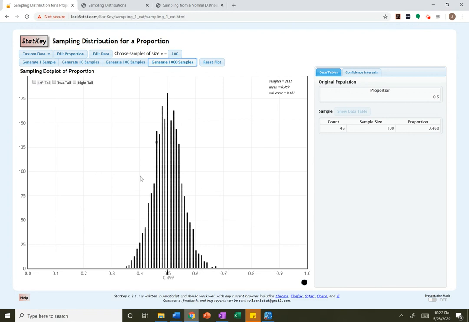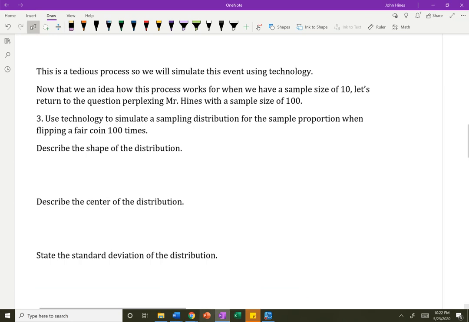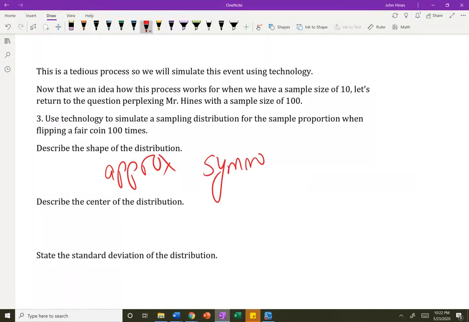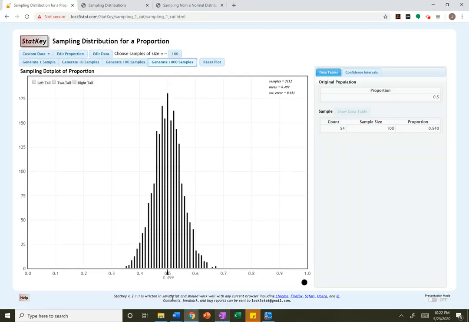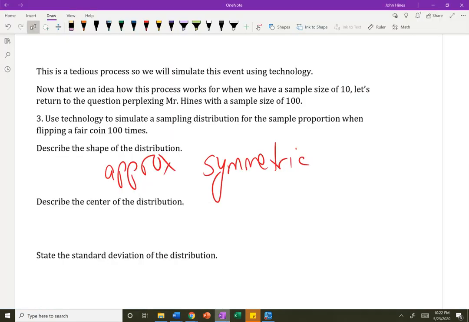So what do we notice about this distribution? This distribution also has that normal curve symmetric shape. So it appears that when we make these sampling distributions, we're getting approximately symmetric shapes. What's the center of this distribution? What is it centered around? Well, the center of it is 50%, 0.5 again.